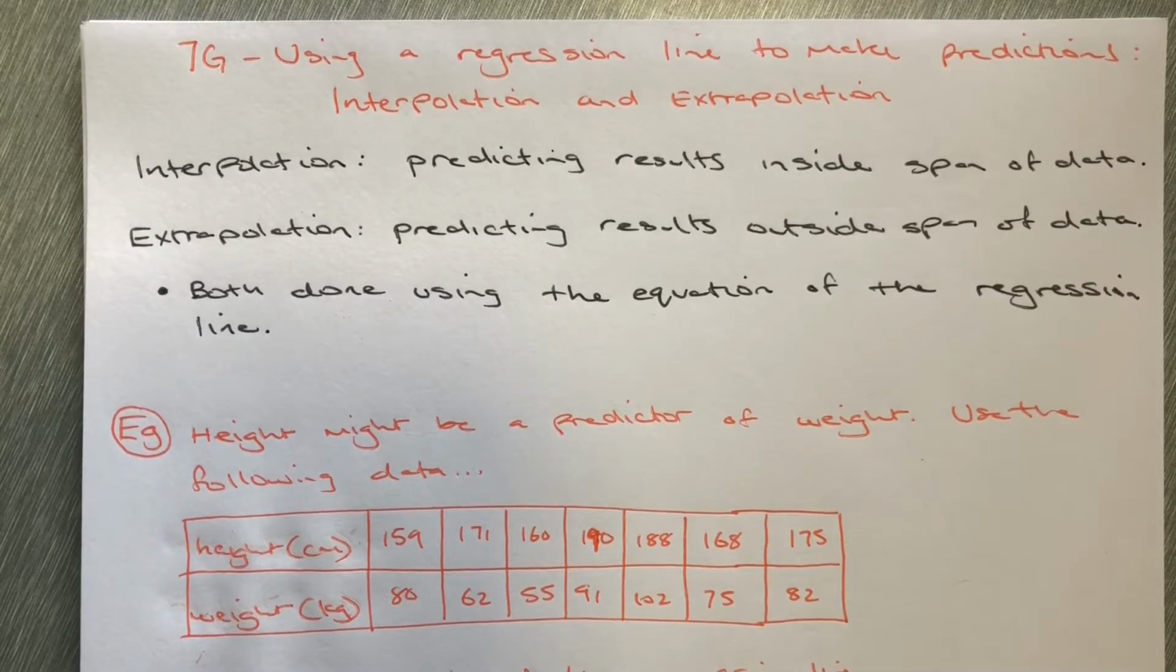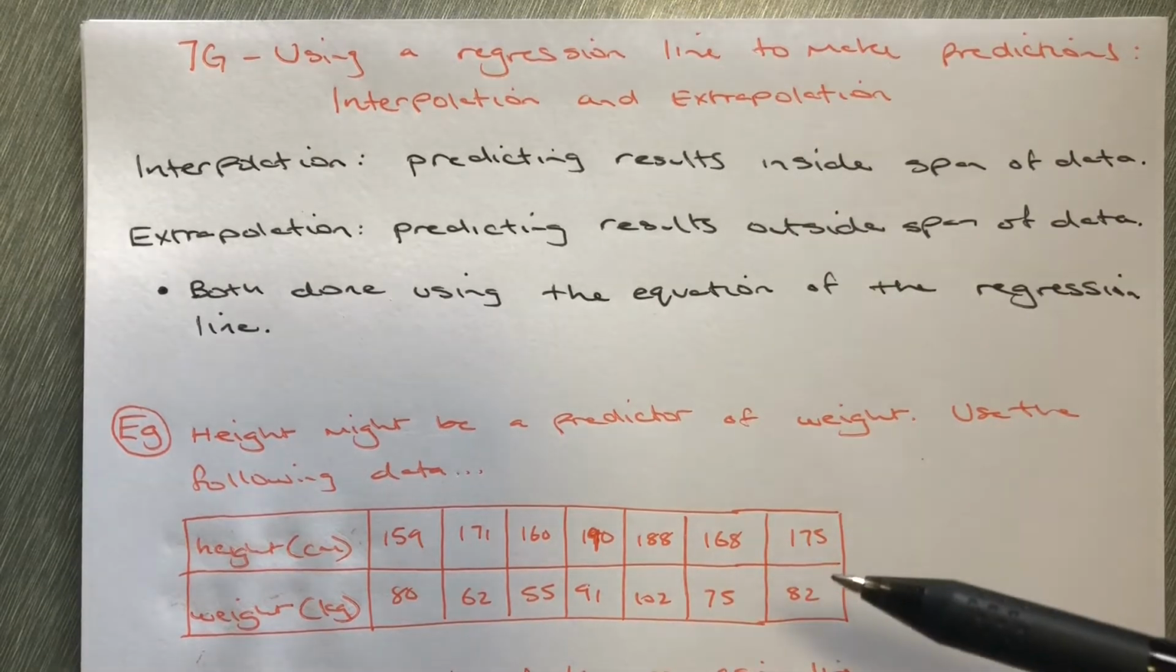Hey, Year 11, we're up to 7G, which is using a regression line to make predictions, which can be called interpolation and extrapolation. So hopefully we remember how to get that regression line from a set of data using our CAS. If you don't, I'm going to quickly show you again anyway.